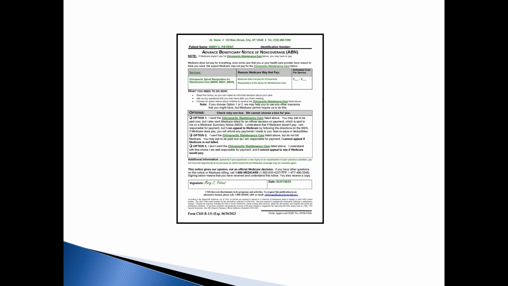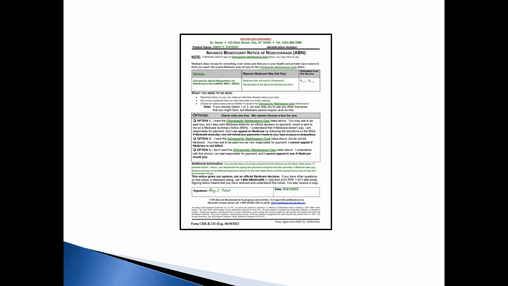So there's the ABN form. Now, some of you could be non-par, not accepting assignment, which is what many doctors do that are not that excited about being enrolled, but they do it anyway because they know they have to do it, right, and they know that their 64-year-old patients are going to get Medicare, and they want to do it right.